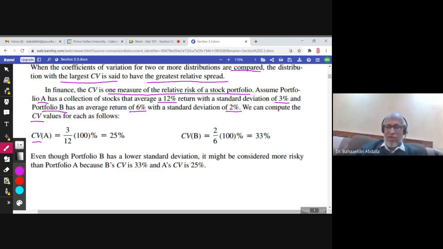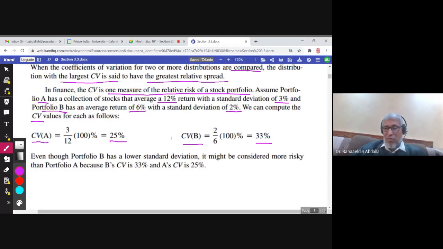So you find the coefficient of variation of portfolio A by dividing the standard deviation, which is 3% over 12%, 3 over 12, times 100%. Don't forget to multiply by 100%. You get 25%. So the coefficient of variation of portfolio A is 25%. The coefficient of variation of portfolio B, 2 over 6 times 100%, would be 33%.